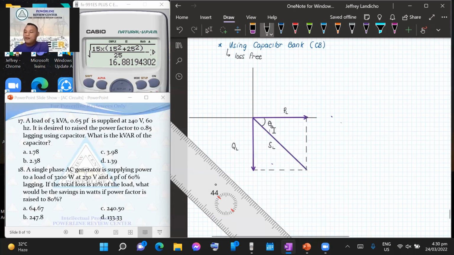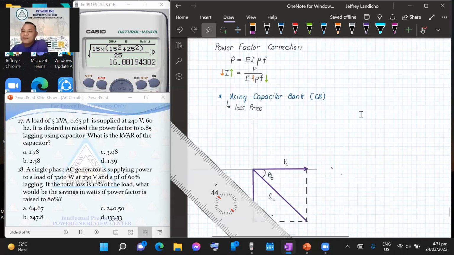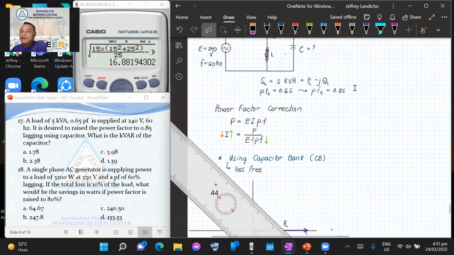Ang aim natin, para tumaas ang power factor, etong angle na to kailangan lumiit. Kasi ang power factor is cosine theta. So as the angle theta decreases, the value of cosine increases. Kasi ang cosine 90 is 0, cosine 0 is 1. Kaya ang aim natin, para tumaas yung power factor natin, kailangan itong angle na to lumiit. Paano yan liliit? By using capacitor bank. So, purely capacitive. Ang reactive power nito, it should be what?